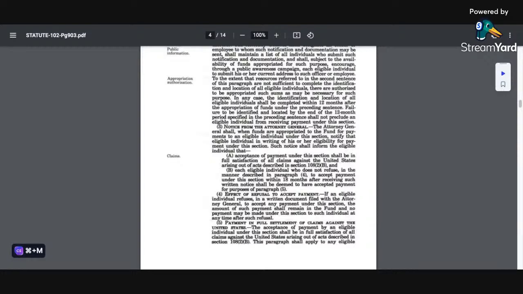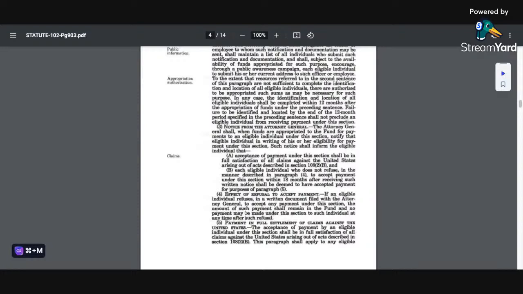So they mentioned a key word in here, which is satisfaction, and that's connected to one of the 5 definitions of reparations, one of which is satisfaction. So they're kind of saying if you accept this reparations check, you are saying that you're satisfied and that you will have no further claim, essentially.